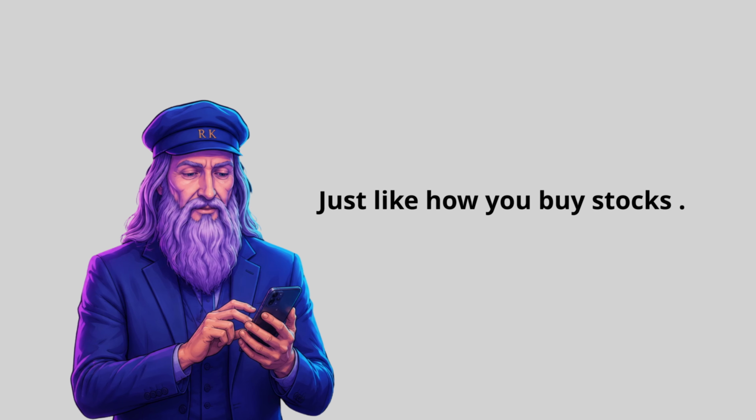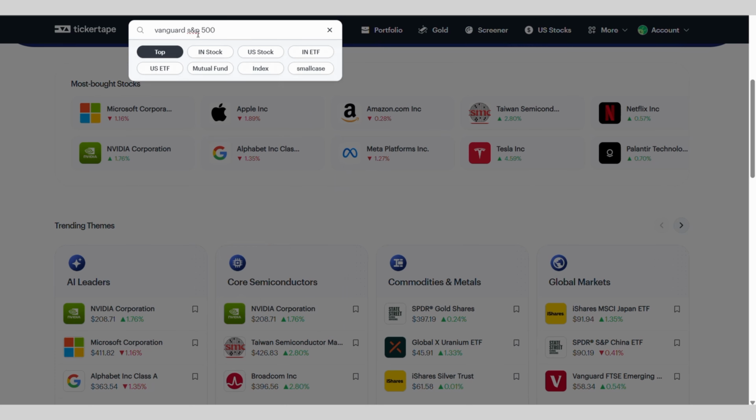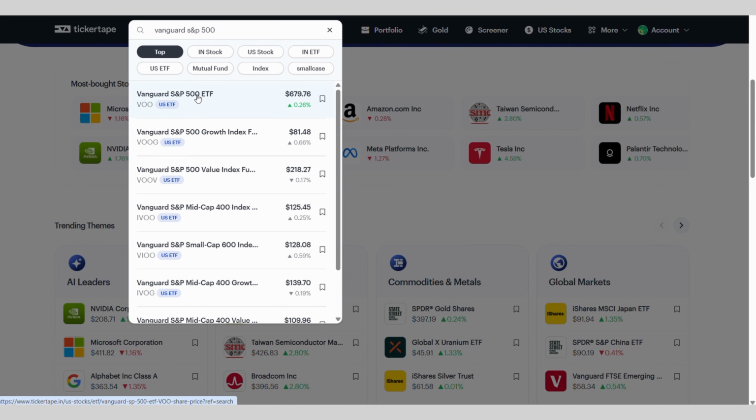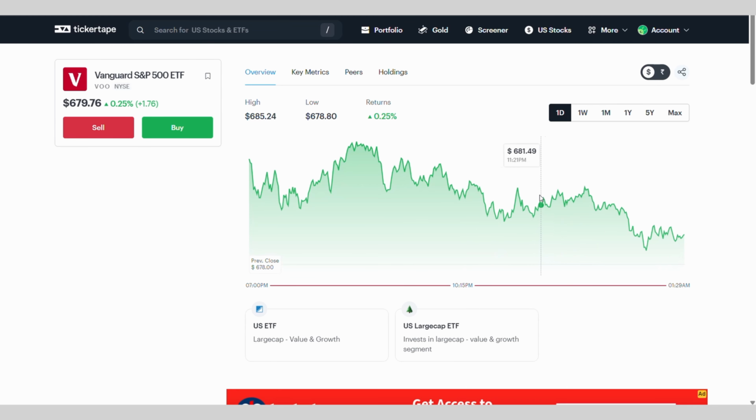And you can buy ETFs just like how you buy stocks. Simply open your broker app, search for the ETF you want to buy, and it will appear. Then you'll be able to buy and sell it just like a stock.